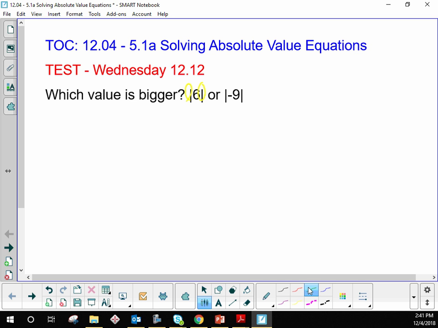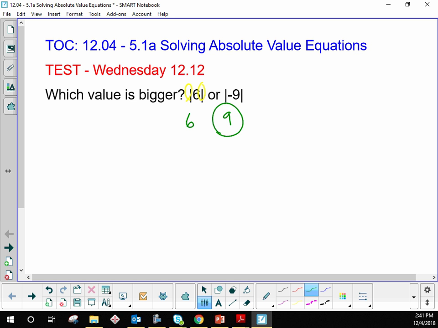And so what would you do? What is the absolute value of 6? Right? And the bars are gone. And what is the absolute value of -9? 9. So now when you actually do that action and you have 6 and 9, what's the actual answer, which is bigger? 9, right? Okay. So that's one thing I wanted to remind you of.